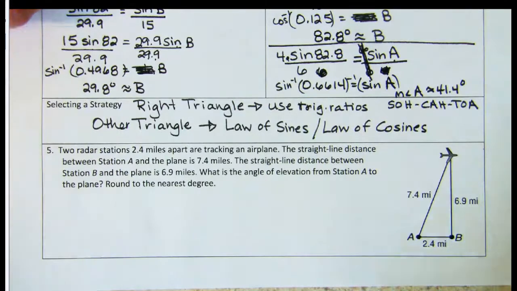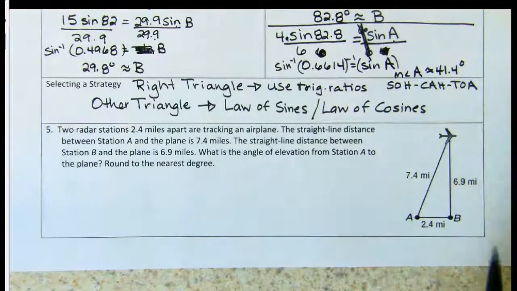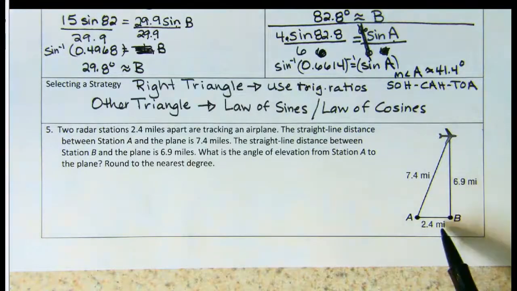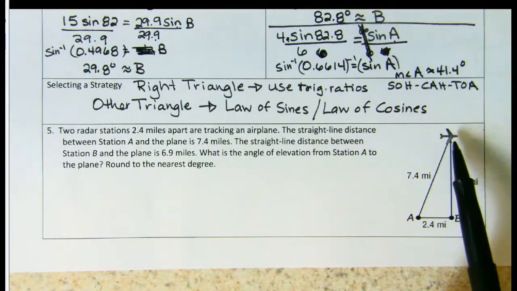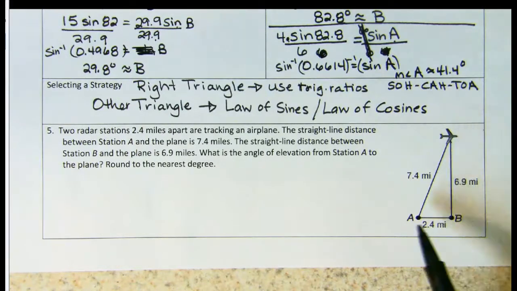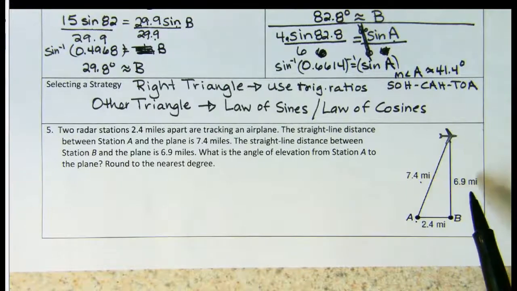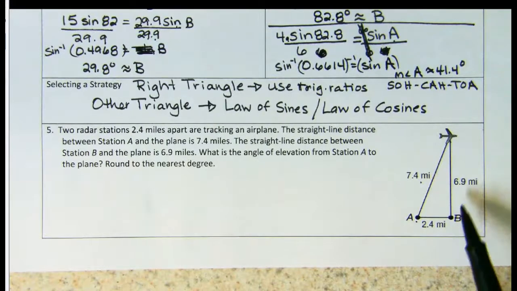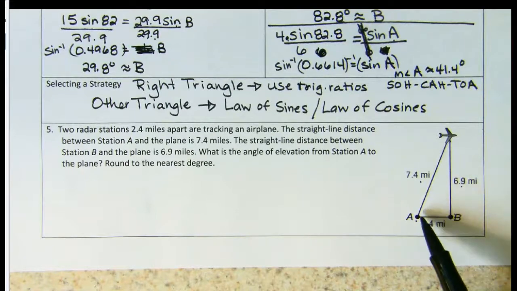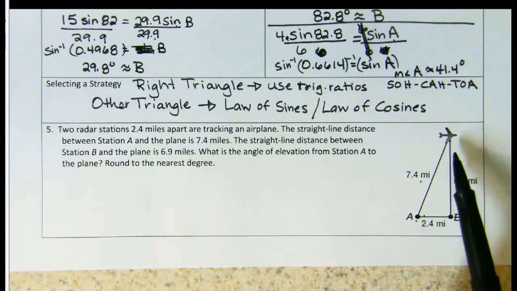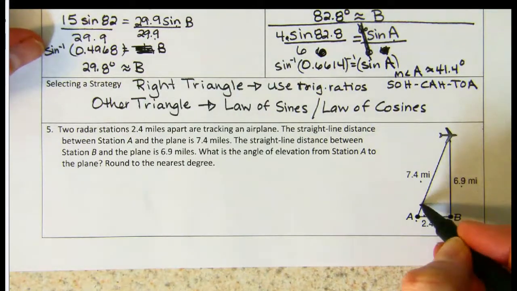So that leads us to this last question. It says two radar stations are 2.4 miles apart in tracking an airplane. So here's A, here's B, they're tracking this airplane. It says the straight line distance between station A and the plane is 7.4 miles. The straight line distance between station B and the plane is 6.9 miles. What is the angle of elevation from station A to the plane? Now, what you are looking for is right here.